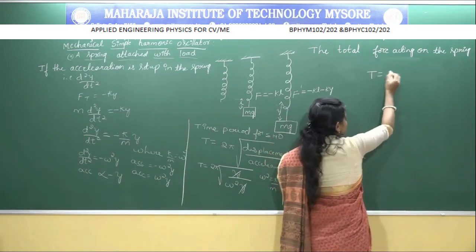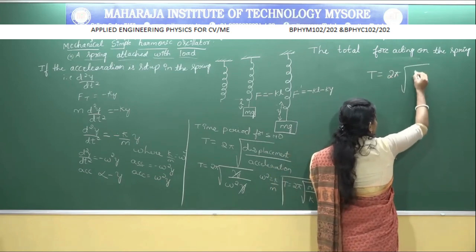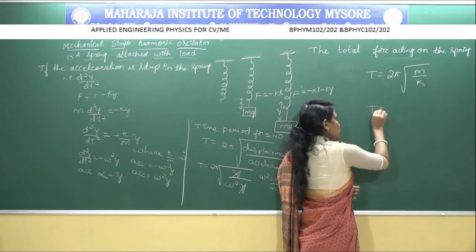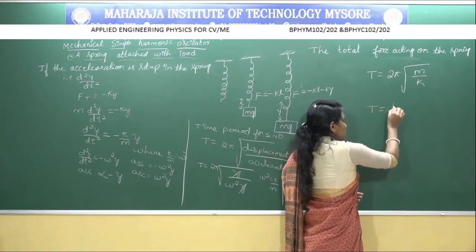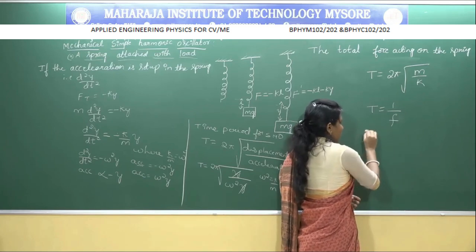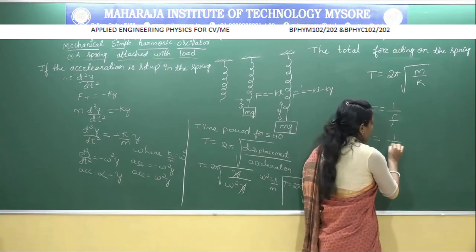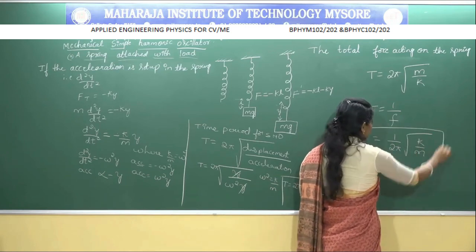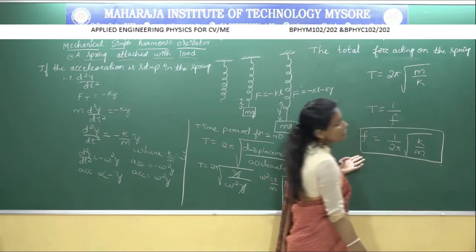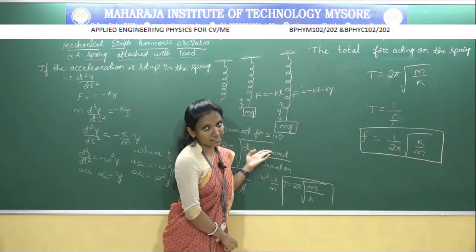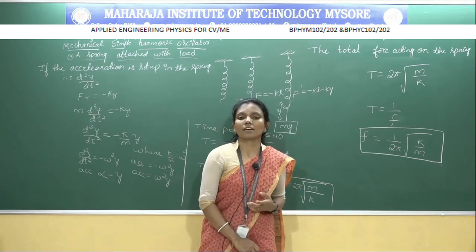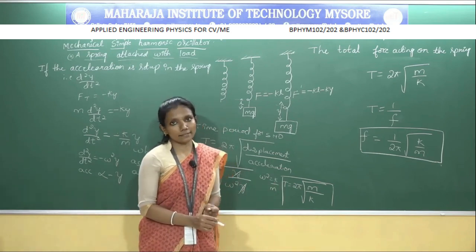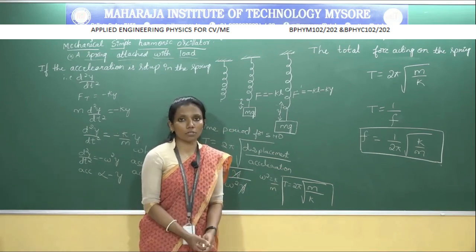So the time period formula, what do we get? T is equal to 2 pi root of m by k. Then what is the relation between frequency and time period? We know that T is equal to 1 by f. So now we are going to find the frequency. Therefore f is equal to 1 by 2 pi root of k by m. So this is the frequency for the mechanical simple harmonic oscillator, that is, when the spring is attached with the load. So this is about the mechanical simple harmonic oscillator.